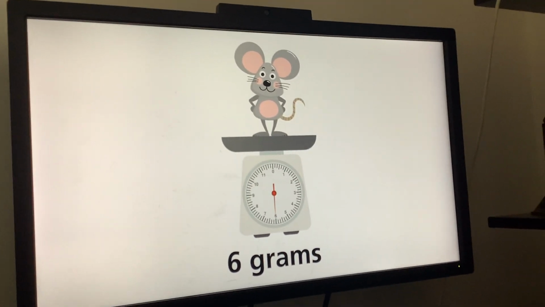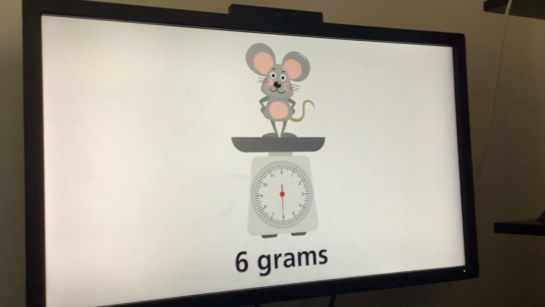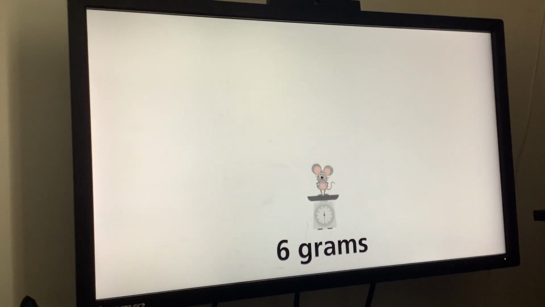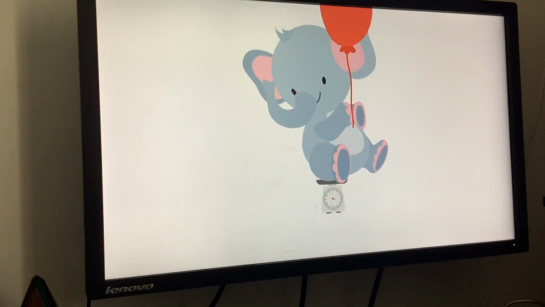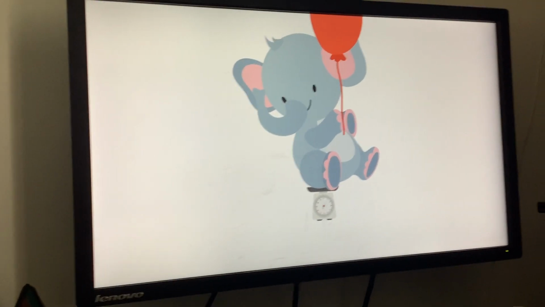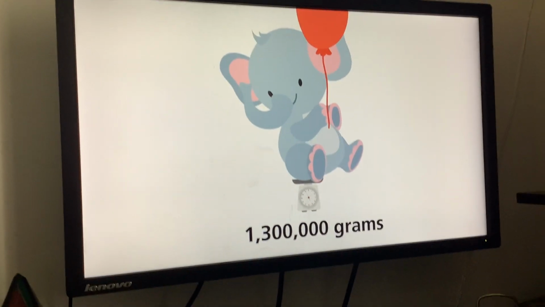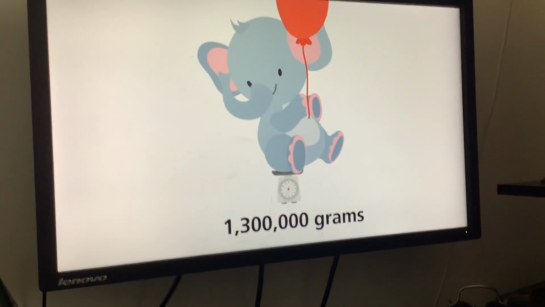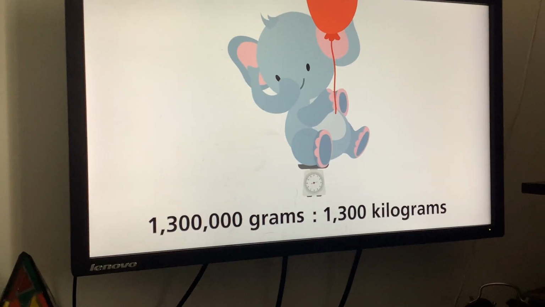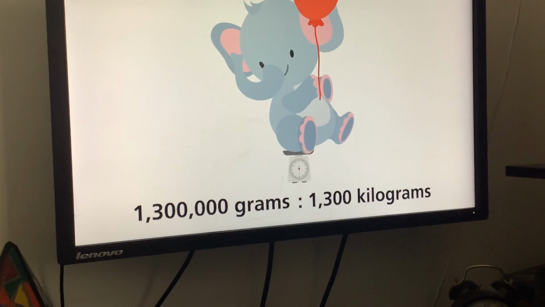When finding the mass of this mouse on a scale, the unit used is grams. Would you use grams as the unit of measure for the mass of an elephant? You can, but again, it's not the most appropriate because the number will be huge. A more suitable unit for the elephant's mass is the kilogram.